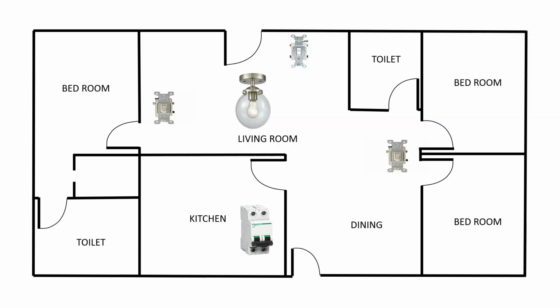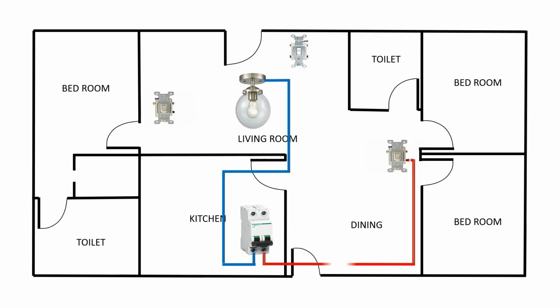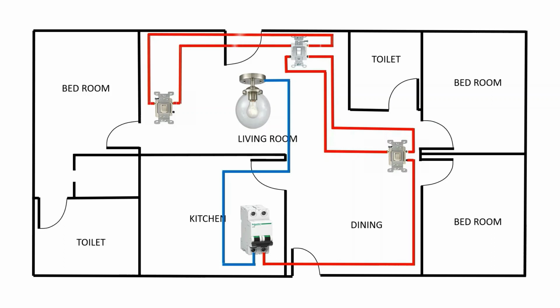The neutral wire from the power source will be connected to the light. The line cable is connected from the power source to the first three-way switch. Two wires are connected from the first switch going to the four-way switch. Another two cables from the four-way switch go to the second three-way switch. With this kind of wiring setup, you can now control your light from three locations.